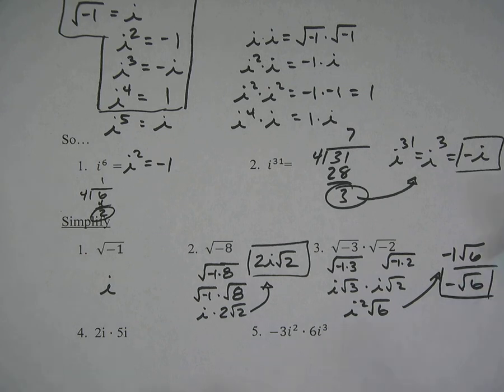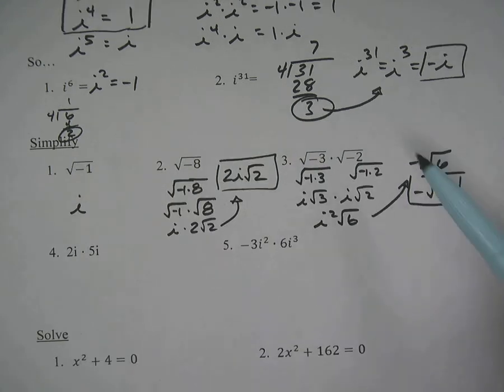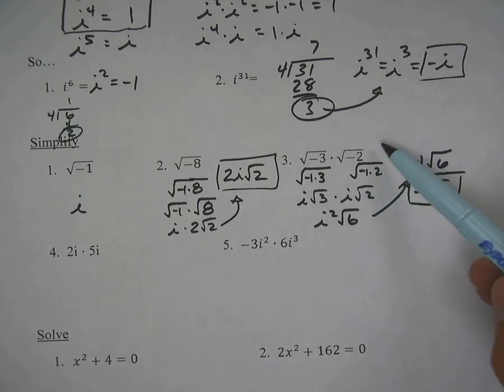And that's something that you should always do. You should always simplify your i's. If you have anything that isn't i squared, i to the third, i to the fourth, etc., you should simplify that.